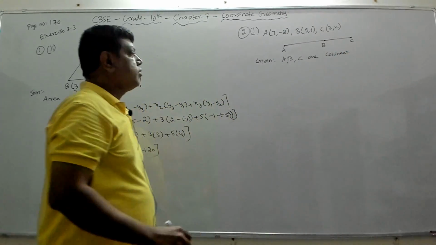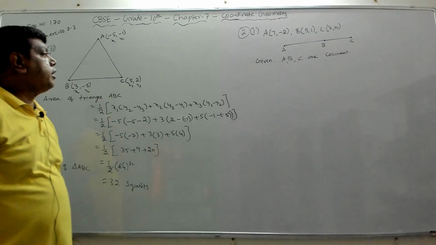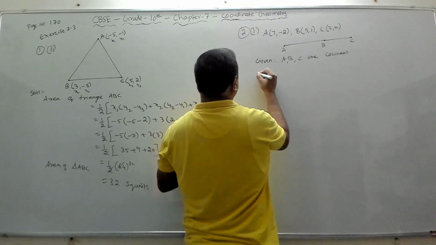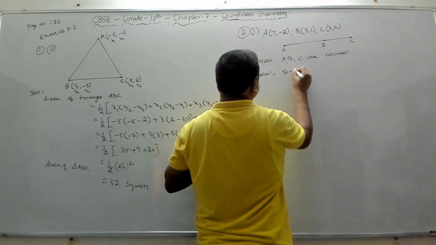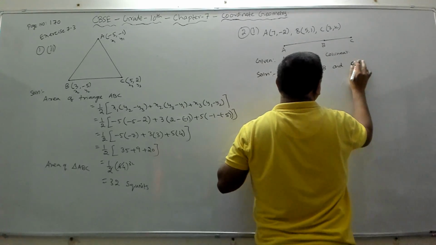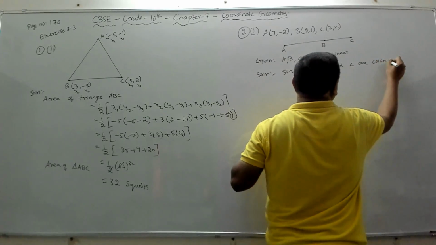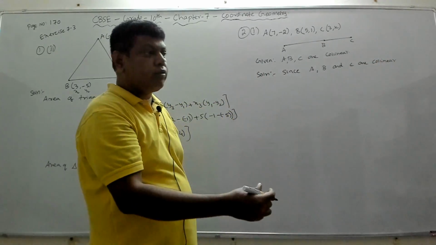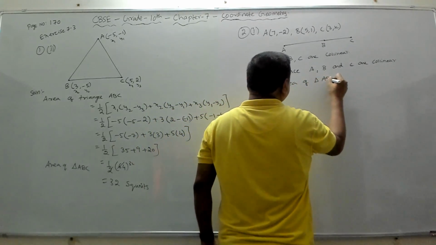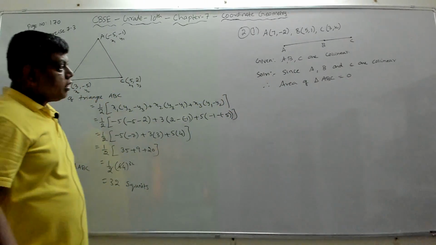Now we have to find the value of K for which these 3 points are collinear. Now, as I said, since A, B and C are collinear, whenever 3 points are collinear, the area of the triangle is 0. Therefore, we can say the area of triangle ABC will be equal to 0. Now let's find the area of the triangle ABC, right? And we'll equate that to 0.